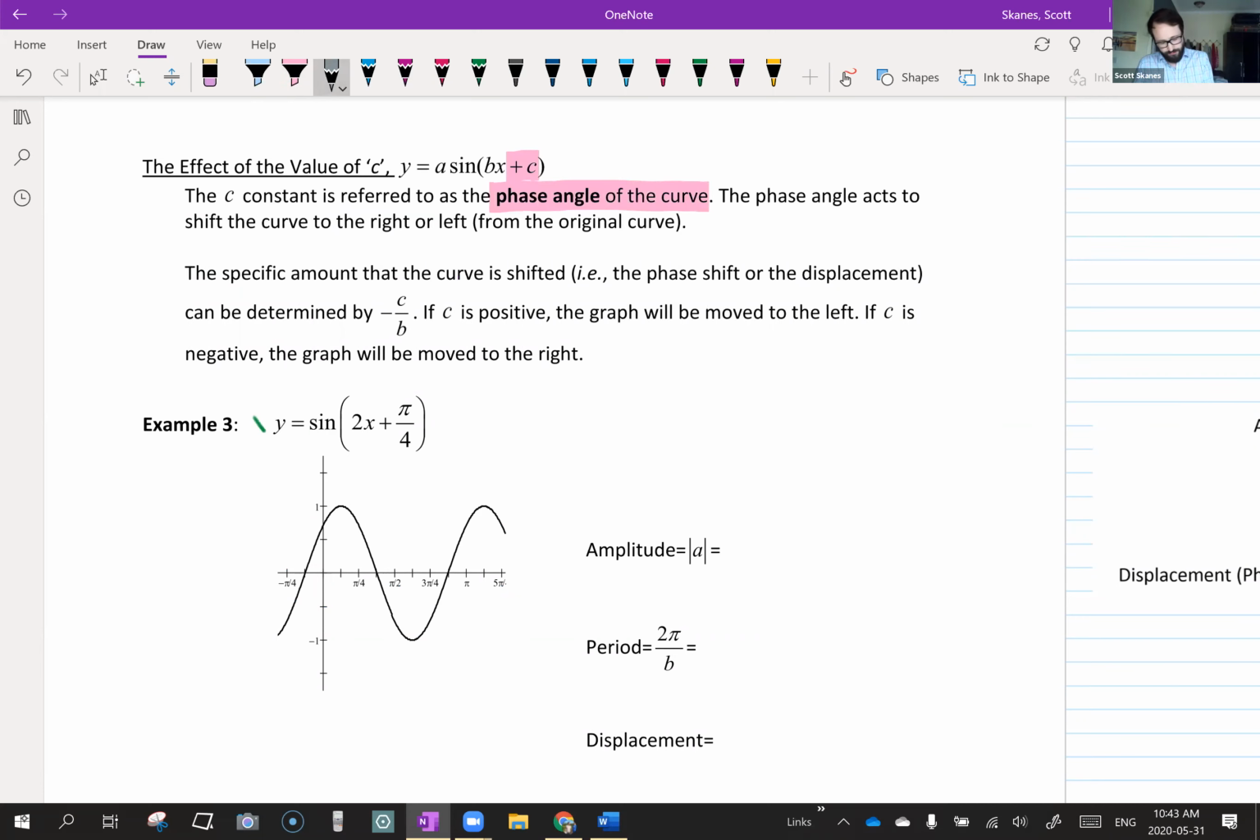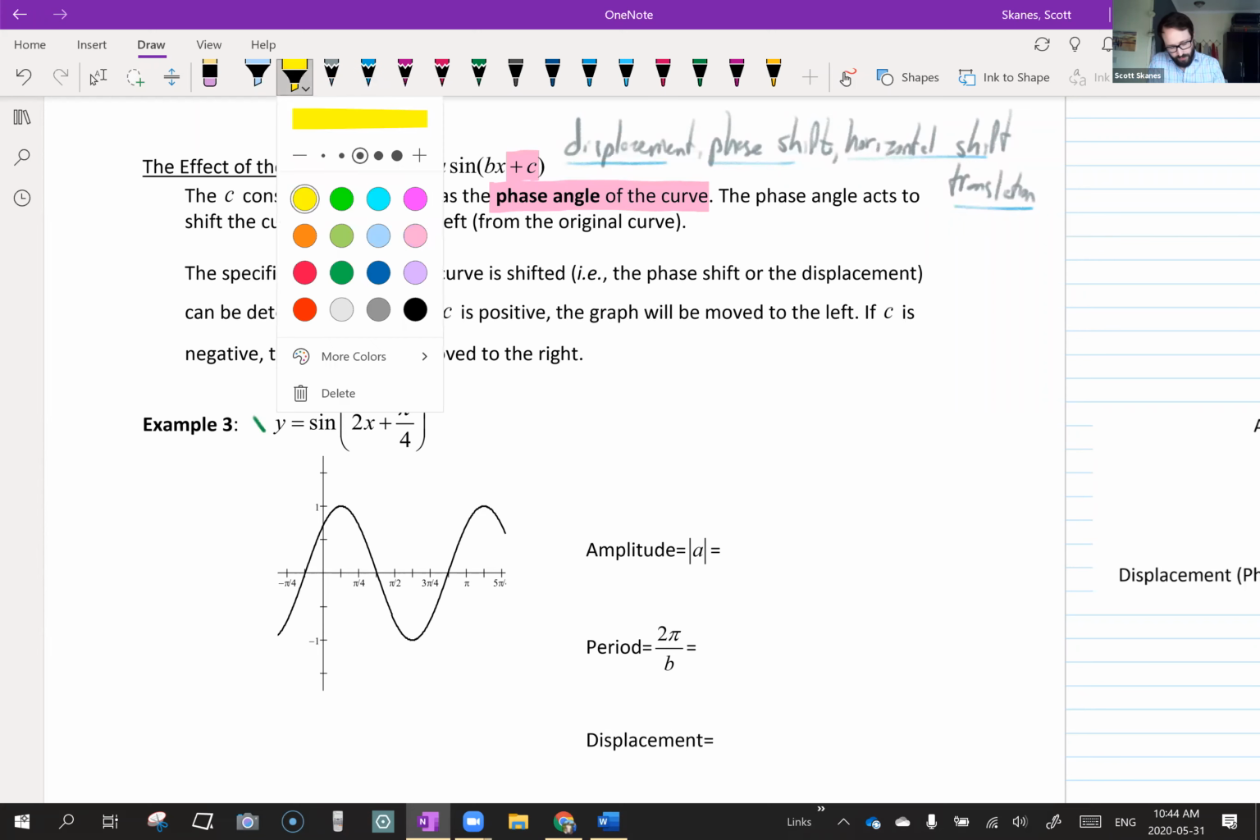There are many words for phase angle. If I asked for displacement, or I could even call it phase shift, or I could call it horizontal shift, or I could call it horizontal translation. They all mean literally the same thing. They're just asking for how the graph has moved left or right. We already talked about that.